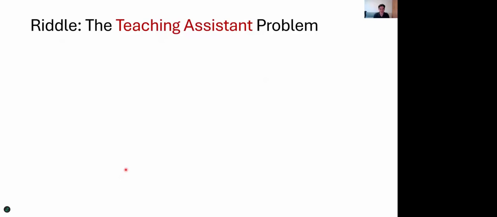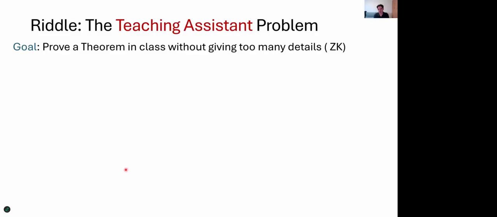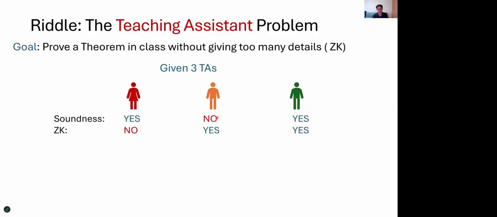So let me start with the reader. You want to prove a theorem in class, but you don't want to give too many details. You want to prove it in zero knowledge. And at your disposal, you have 3 TAs. The problem is that one of them is not sound and one of them is not zero knowledge, and you don't know who is who, right?